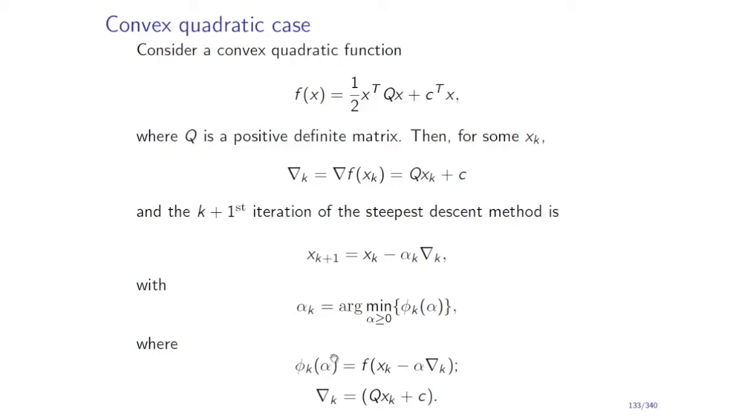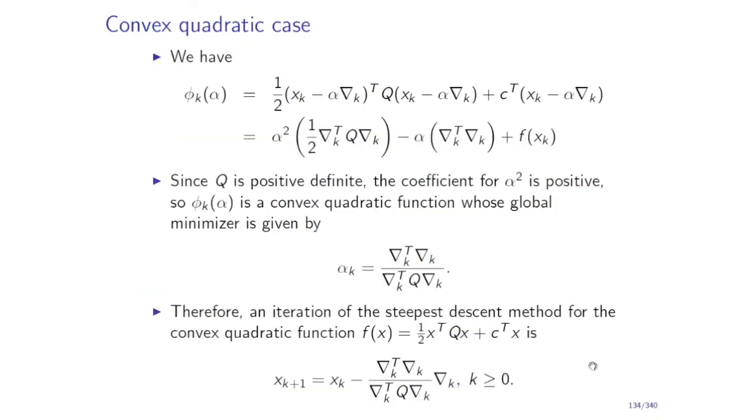If we denote by phi k of alpha, like we did before, this function of the step size alpha, which is given by f of xk minus alpha nabla k, then alpha k is the minimizer for f of xk minus alpha times nabla k over alpha greater than or equal to 0, right? And then because we know that the gradient is given by Q of xk plus c, we can actually write down this function explicitly and minimize it analytically.